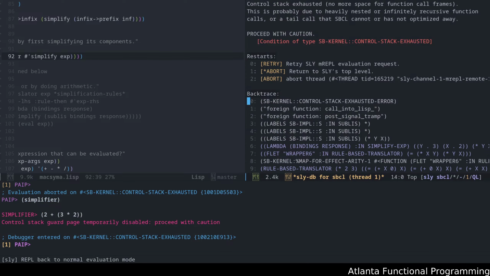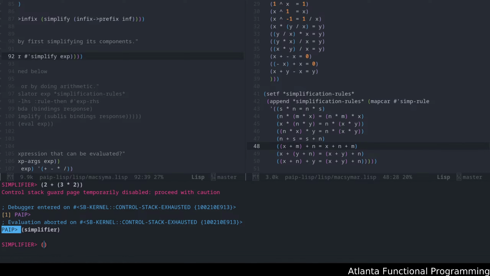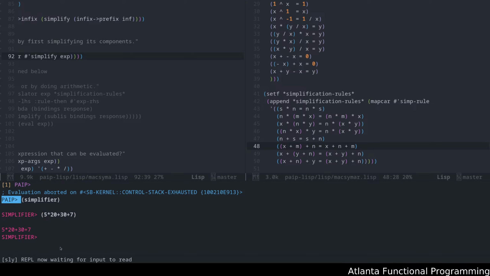What, did I miss something here? There is something I'm missing. Let me try this one: 5 times 20 plus 7. This did not actually do the simplification. It's interesting. I think there's an issue with my REPL.